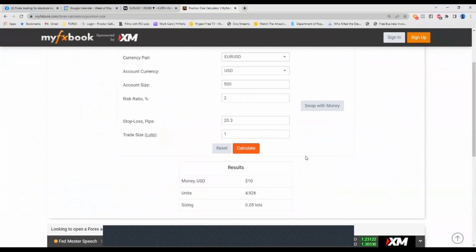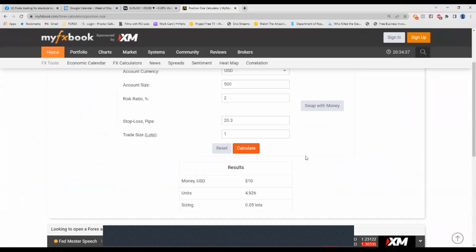Pay attention to this, guys, because this is perhaps one of the most important parts of this evening's workshop. As you can see, I only plan on risking $10. That's 2% of $500. So the calculator is telling me that if I want to only risk $10, I should enter a trade with a position of 0.05 lots.